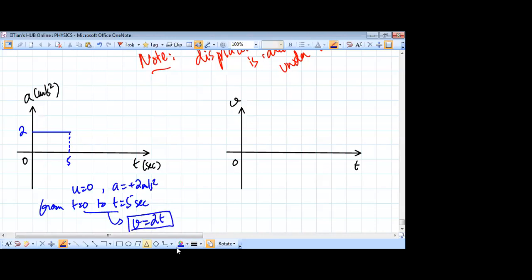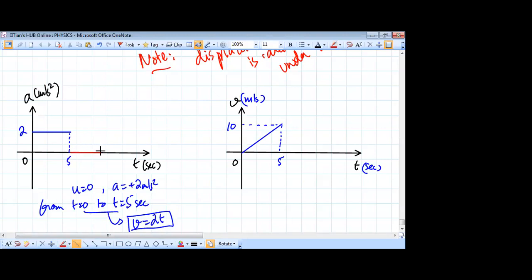So what will the velocity versus time graph look like now over here? For the first 5 seconds, it will look like this. The velocity would have increased to a value of 10 meters per second by the time the time has gone to 5 seconds. Okay. Then what is happening in our second part of the motion?